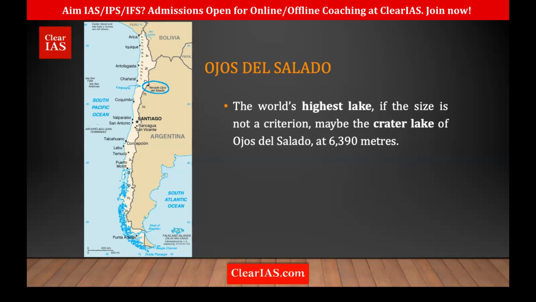So what is a crater lake? Due to volcanic activity, craters are formed on top, right? So when water collects there, it becomes a crater lake. So Ojos del Salado is a crater lake. It is in the Andes ranges. So we have the great Andes mountains here in South America. This is also part of the Andes region. That is why it is the highest point. And it is in Chile. So you can connect with the name Ojos del Salado, the way they speak in Chile. So that is the highest lake.